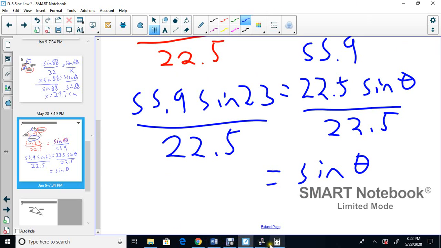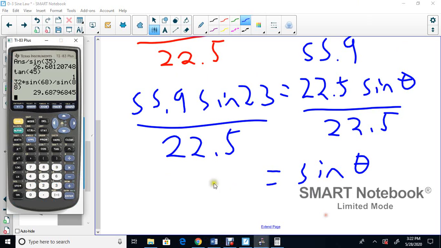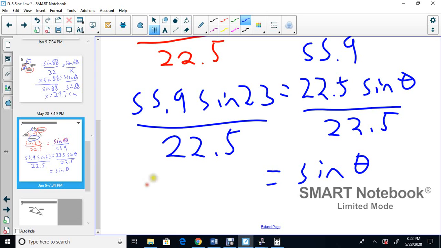So over here, 55.9 times sine of 23, and divided by 22.5. I get a decimal, and I want a decimal less than 1. I get 0.9707.